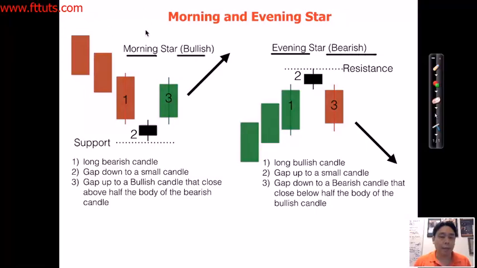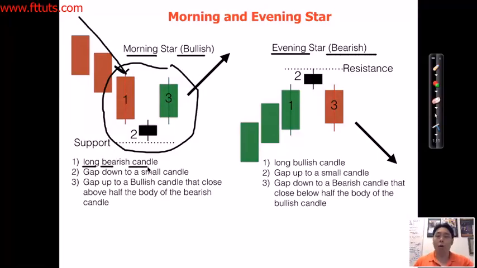So the morning star appears at the bottom of a downtrend or the bottom of a retracement, and it consists of 3 candles. The first candle should be a long bearish candle, which is at the end of a sell-off. So you've got that last bearish candle. We'll call that candle 1.